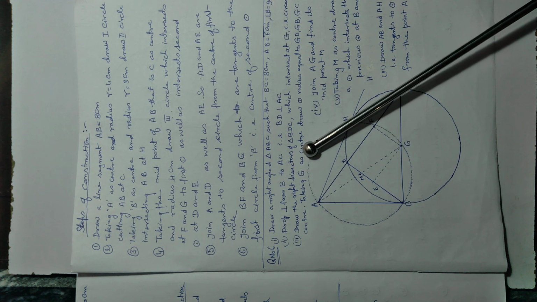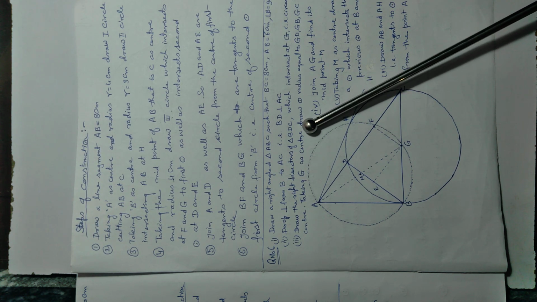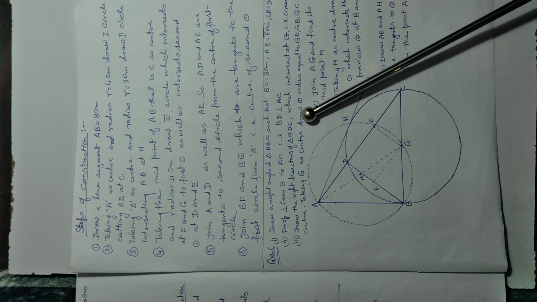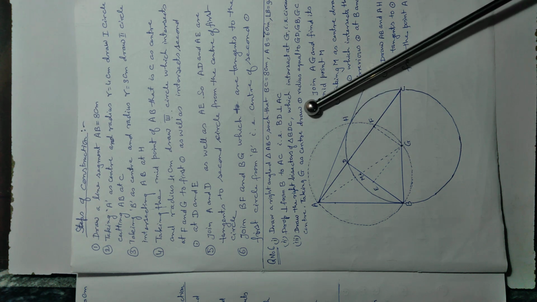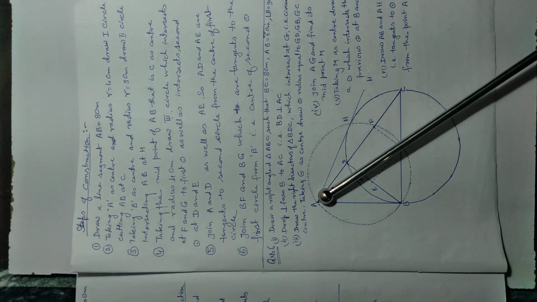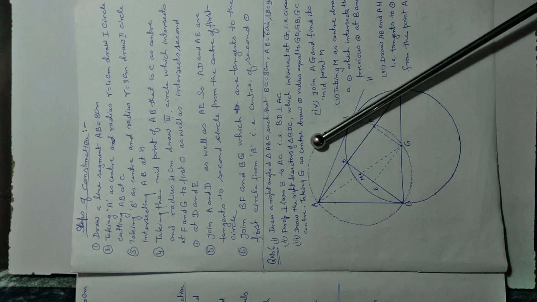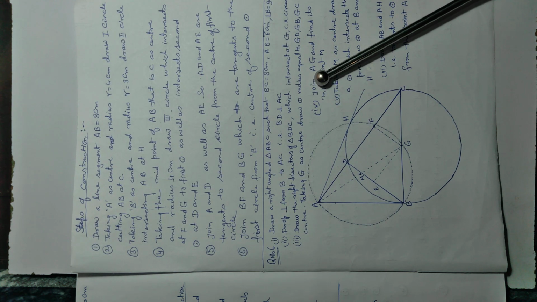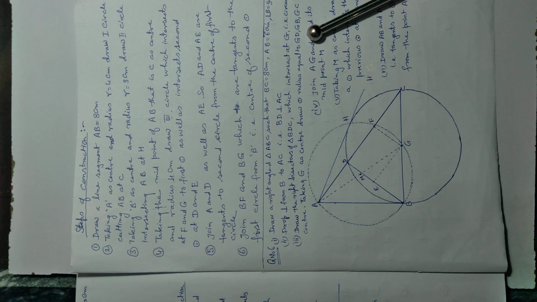Draw a right bisector of the triangle BDC, which intersect at G, that is the circumcenter. Taking G as a center, draw a circle radius equal to GD or GB or GC.